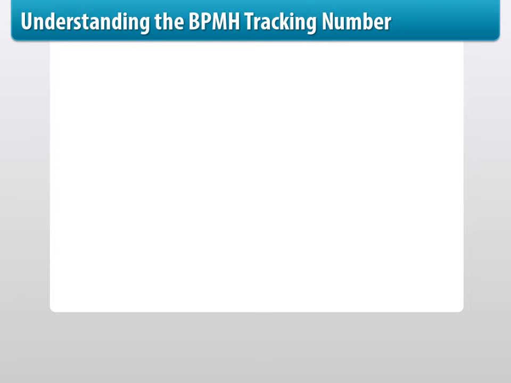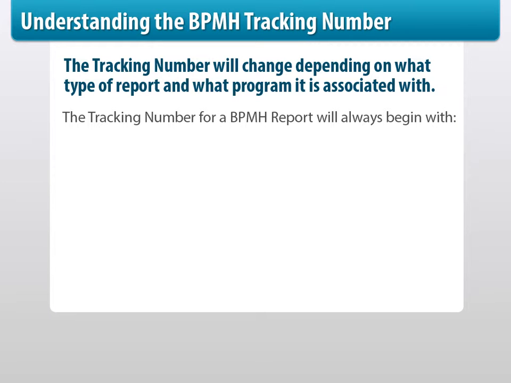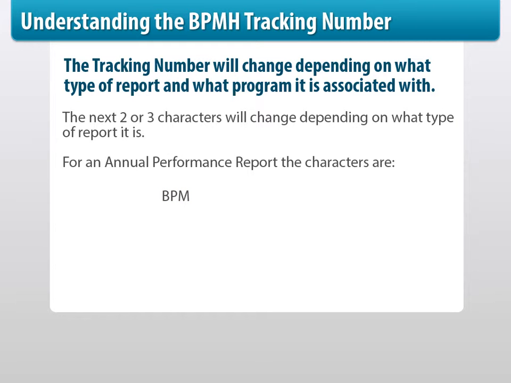Understanding the BPMH tracking number. The tracking number will change depending on what type of report and what program it is associated with. The tracking number for a BPMH report will always begin with BPM. The next 2 or 3 characters will change depending on what type of report it is. For an annual performance report, the characters are APR. For a financial report, the characters are FR. For a final performance report, the characters are FPR.